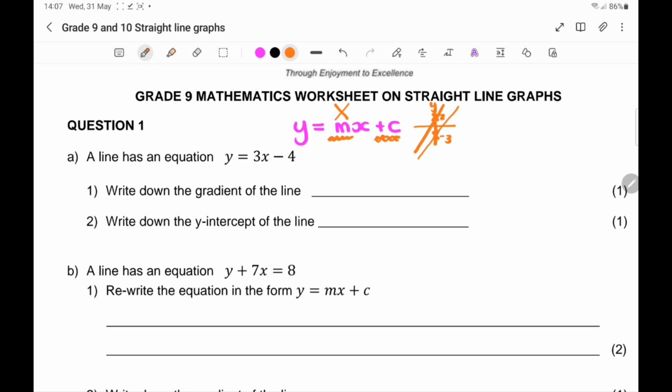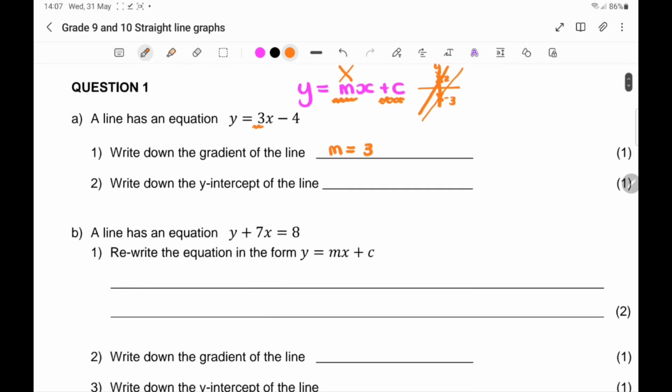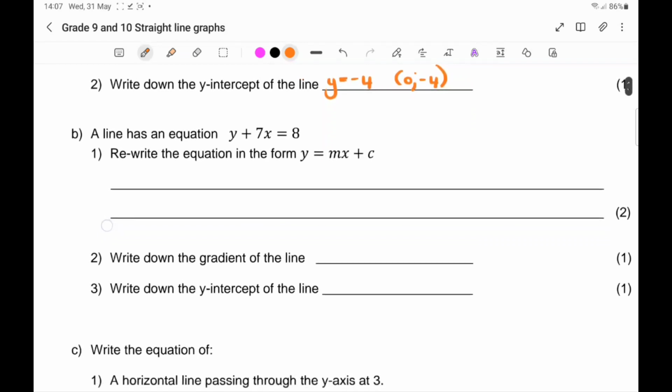All right, so write down the gradient of the line. The gradient is the 3, and we always indicate the gradient with an m. Write down the y-intercept of the line: it is -4. You can either write it as y is -4, or you can write it as a coordinate of where it will cut through on the Cartesian plane, (0; -4).